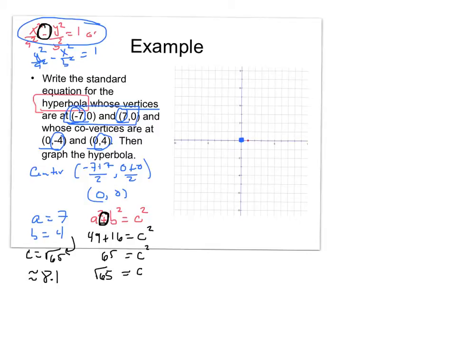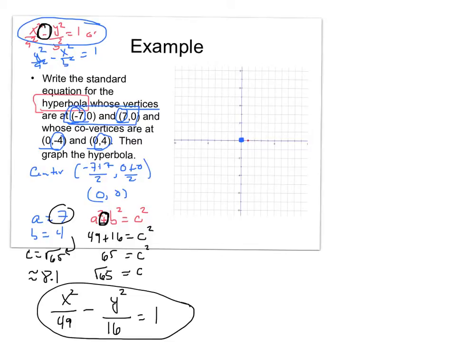So let's put the equation together. I know it's centered at the origin, so there's no translation. So it's going to be x squared over a squared, which is 7, so that's 49, minus y squared over 16 is equal to 1. So there is my equation. Now I'm going to start graphing everything. In the top right, I'm going to list a is equal to 7, b is equal to 4, and c is equal to root 65, which is approximately 8.1.